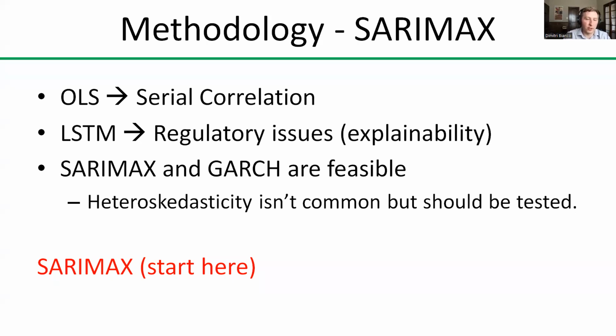LSTMs can be interesting. They can work well, but regulators don't like the fact that they're neural networks and they can be challenging to explain. So we kind of put that on the side for now. Again, SARIMAX models and GARCH models are feasible, good solutions for solving these problems. Again, we have to test for heteroscedasticity. So if those residuals have changing variance, then we'll use a GARCH model. But most of the time you can build it and not have that issue.